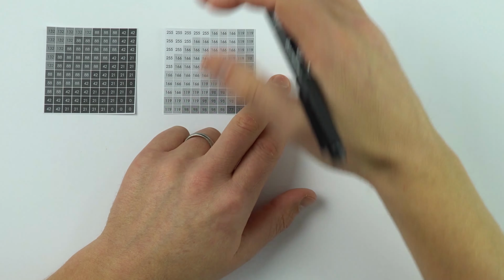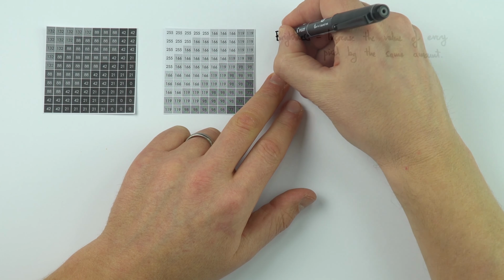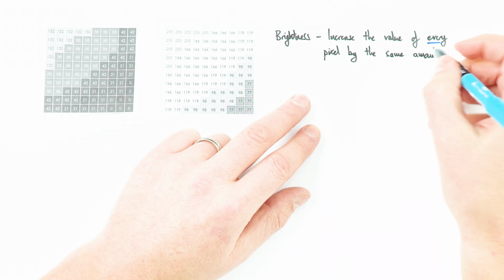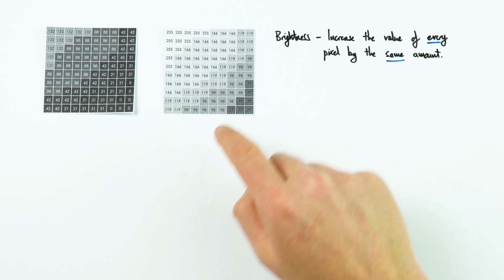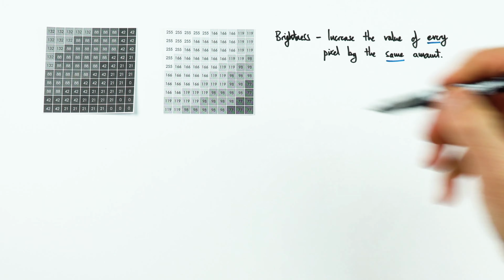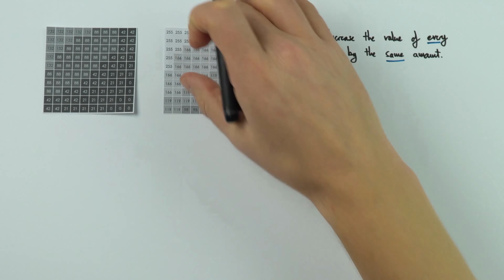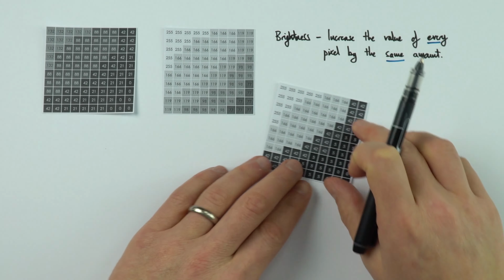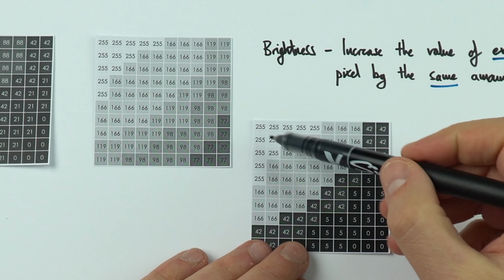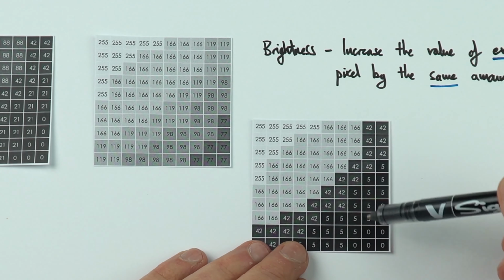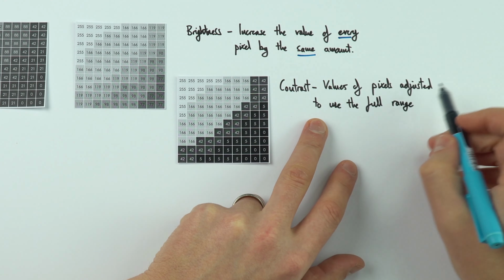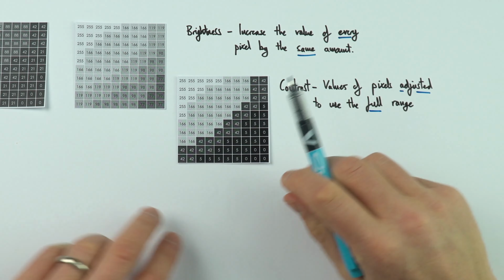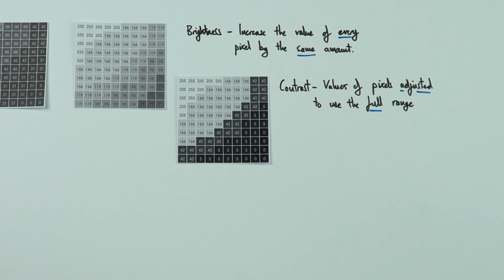So the first thing when it comes to manipulating images is we can change the brightness. We're increasing the value of every pixel by the same amount, so we've made the image brighter. Something else we can do is adjust the contrast. That means we use the full range of values available. We can see here we go from 77 to 255, but we're not using the full range of possible values. So we could adjust them so that we keep the high numbers quite high, but we make some of the low numbers even lower. By doing that, with the contrast, the values of the pixels are adjusted to use the full range. So we've got more contrast in the image, and we've got a brighter image over there.